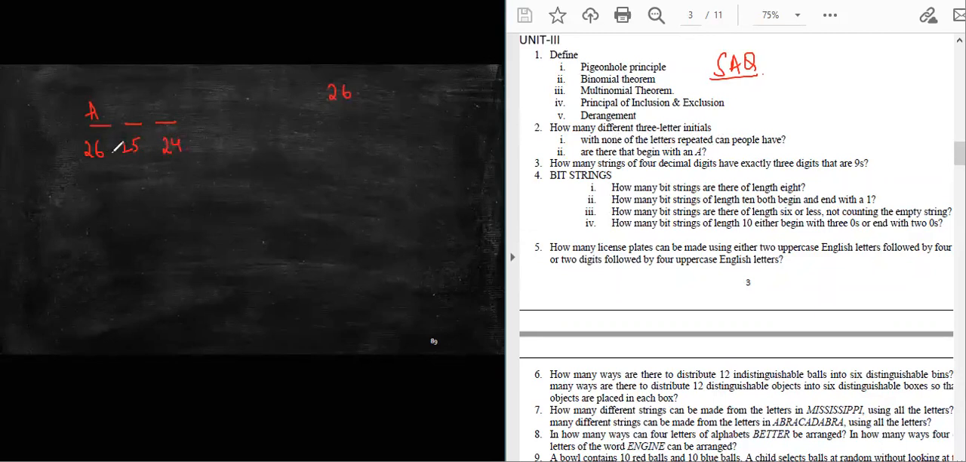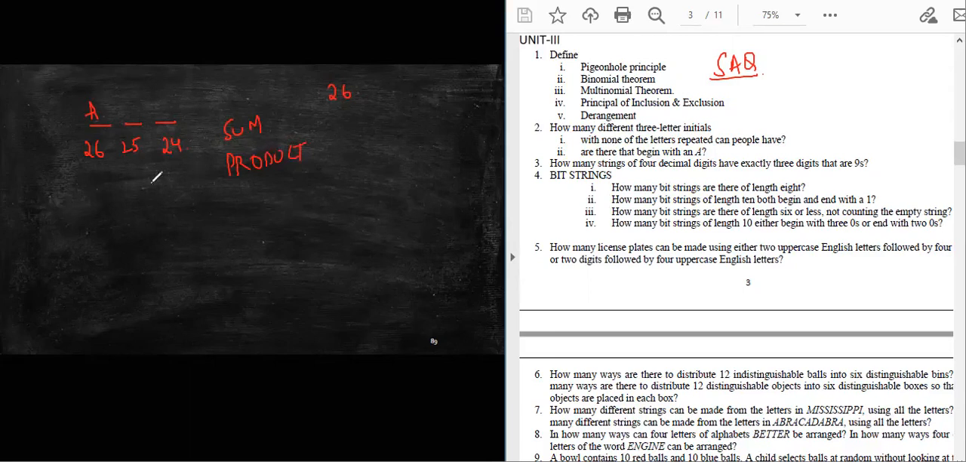Now, what should we do? Should we add these 26 plus 25 plus 24, or should we multiply it, or should we use permutation and combination? So if you remember, the sum rule and product rule are the first two definitions of your elementary combinatorics. That is the basics of counting that we have seen. In that you have two rules, one is the sum rule, while the other is the product rule. So in this case, we have to consider whether we are supposed to use the sum rule or the product rule.